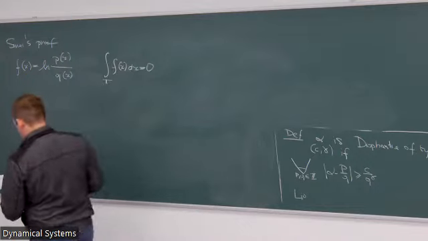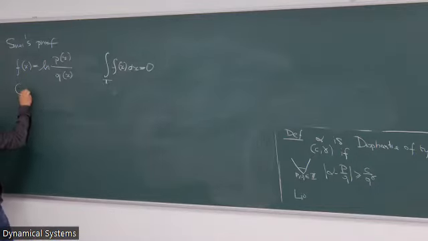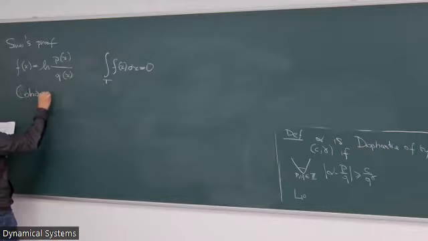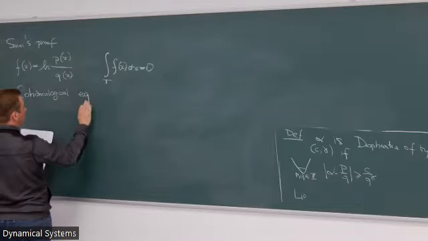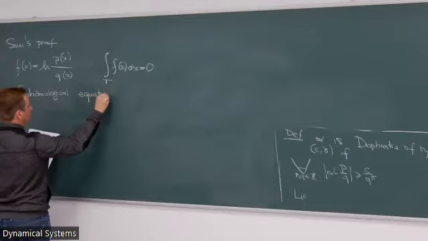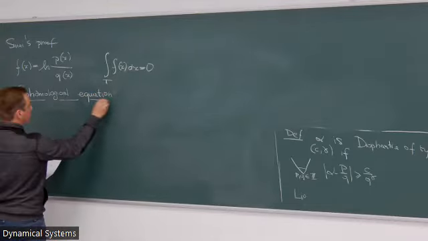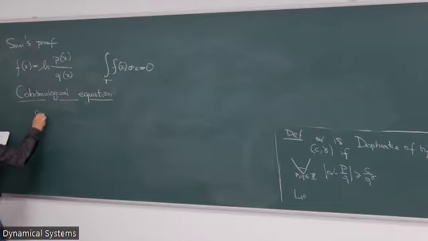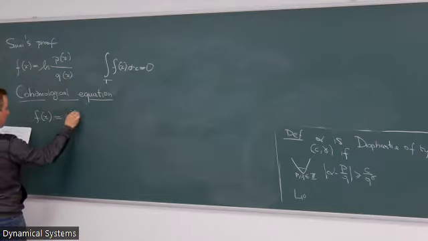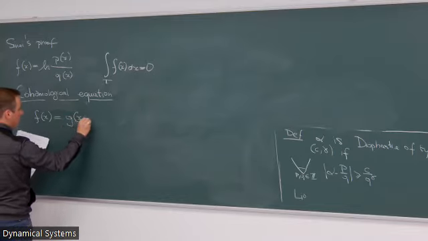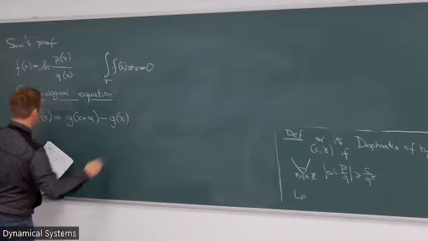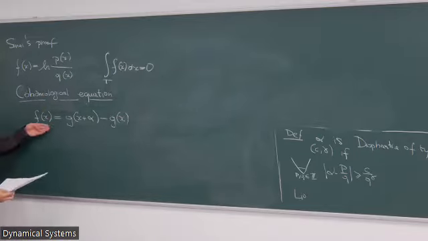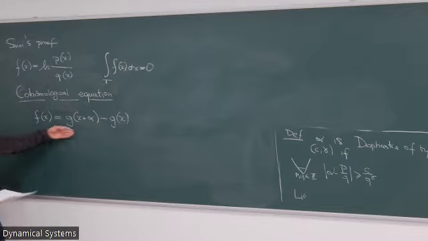And now I can write down the cohomological equation. That's the equation of the form f(x) = g(x + alpha) - g(x). And so f is known as this function, and we look for the function g.